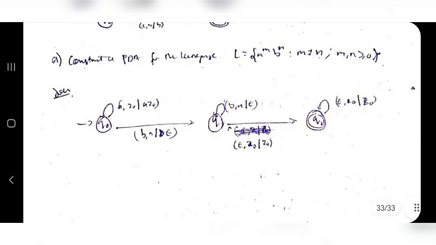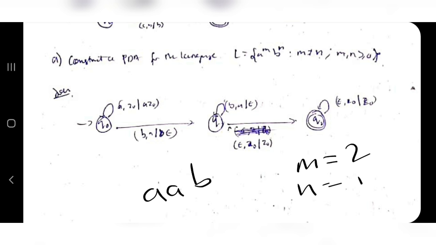And finally, we have the language which is A power m and B power n, where m comma n is greater than or equal to 0, and M is not equal to n. So in this case, what is the possible string? For example, let's take m as 2 and n as 1. So in this case, A power 2, A A, and n is 1, so B.